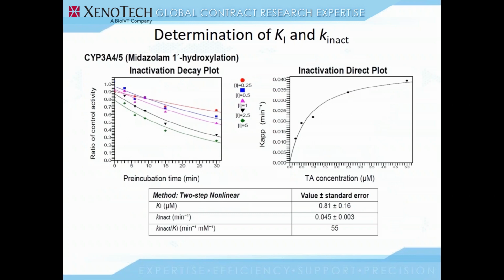So these are example data from our Ki and kinact assay, and you are provided with an inactivation decay plot and also an inactivation direct plot. And the Ki value that's determined is the concentration of inhibitor that produces half of the maximum rate of inactivation. The kinact value is the maximum rate of enzyme inactivation. And we also calculate an inactivation efficiency value by kinact over Ki.